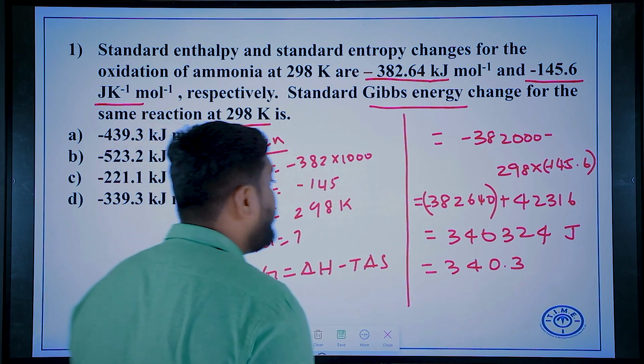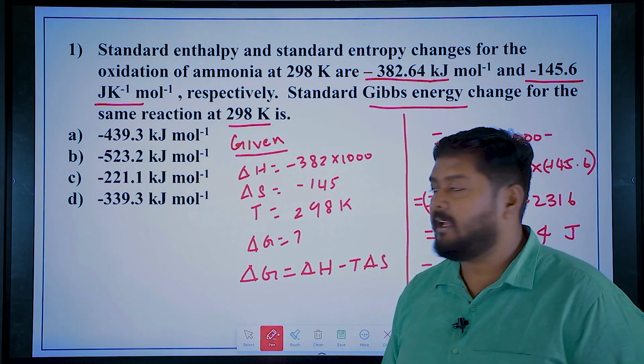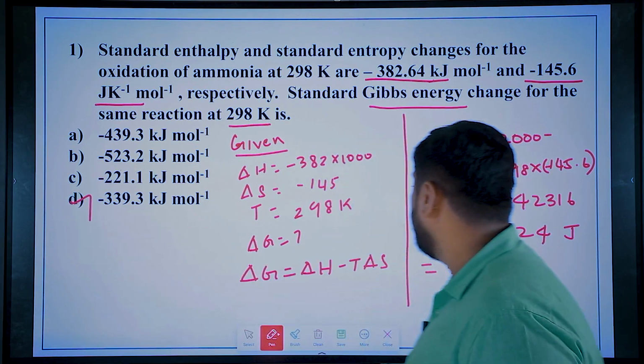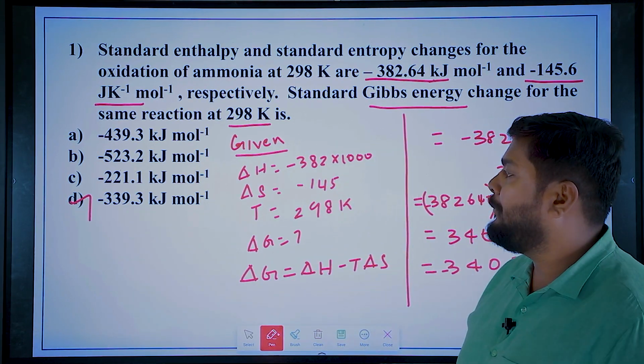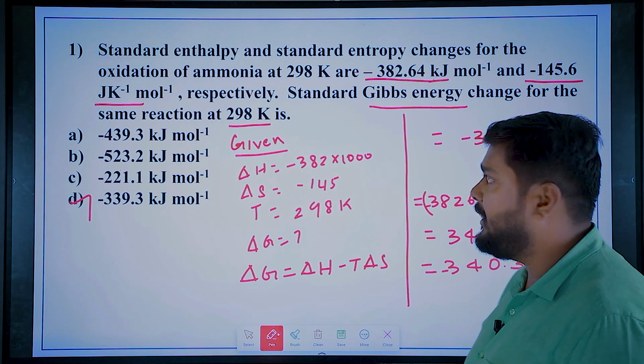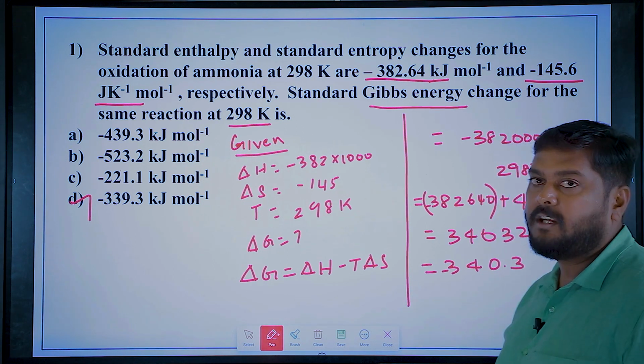340.3. With 340.3 we will not get the exact answer. You will get minus 339.3, right? So this is the answer for your question number 1.